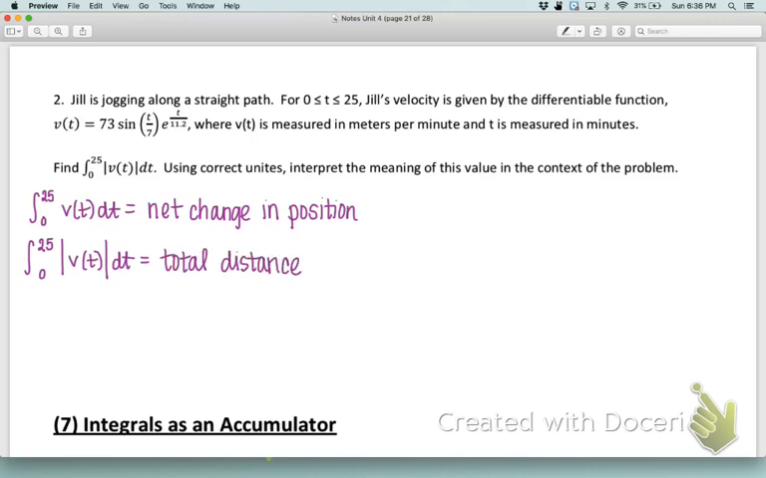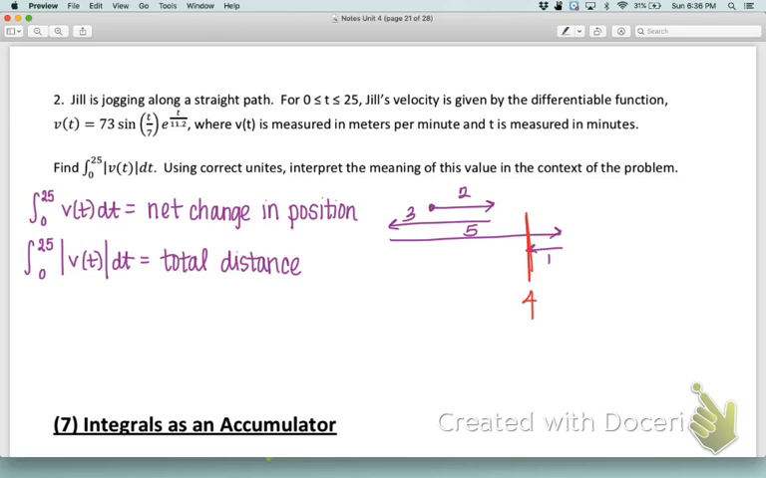Okay, that's very different. So for example, let's say that I am walking and I go 2 steps forwards and then 3 steps backwards, and then I go 5 steps forwards and then I go 1 step backwards. Well, where did I end up? I ended up at 4. That would be the net change in my position, 4 units.